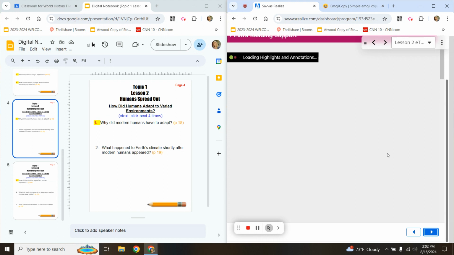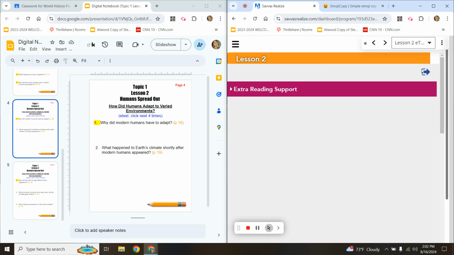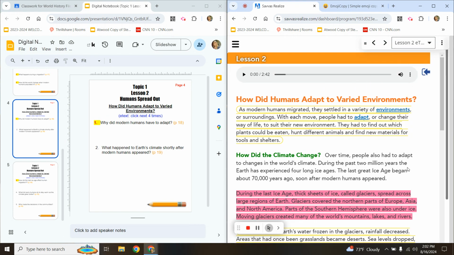Once I get there, I'm going to make sure to get rid of this wall. It might take you a little bit longer. Don't get frustrated. Take your time. If you are in your textbook, you should be open to page 18. We are starting at "How did humans adapt to varied environments?"